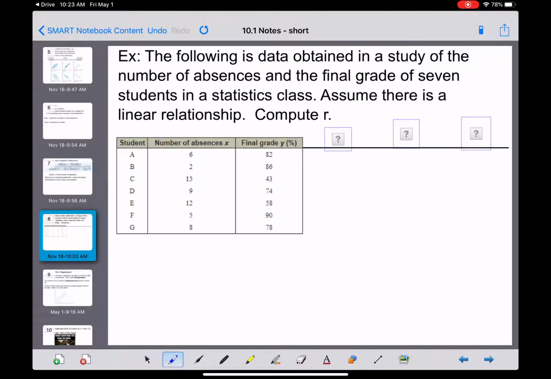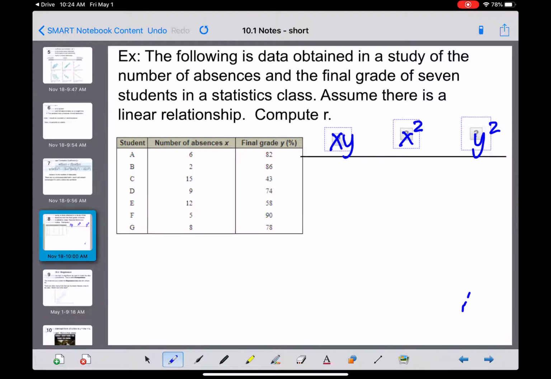Okay, so here's our data. The following data was obtained in a study of the number of absences and the final grade of 7 students in a statistics class. Assume there is a linear relationship. So here are my students. The linear relationship that we're trying to see is probably that if you have more absences, then your grade is going to be lower. And these spots right here are supposed to be x, y, x squared, y squared.